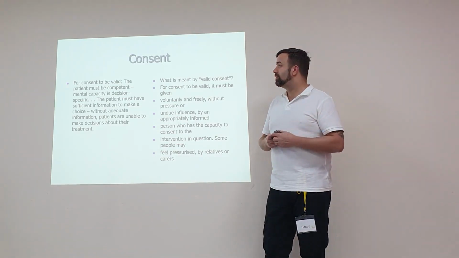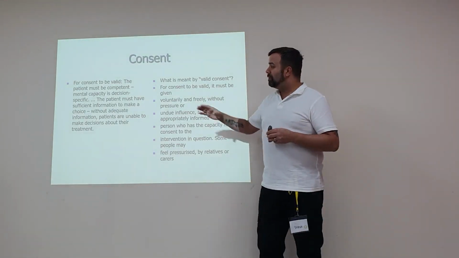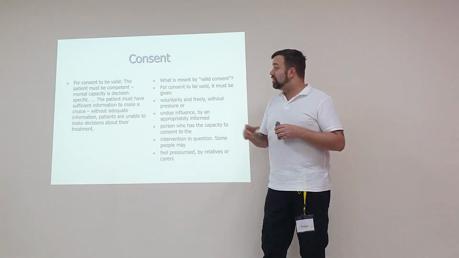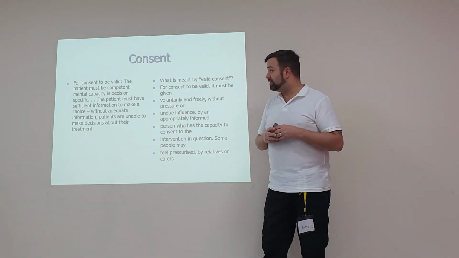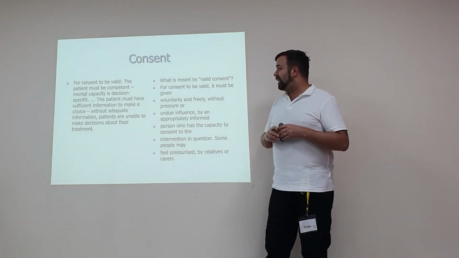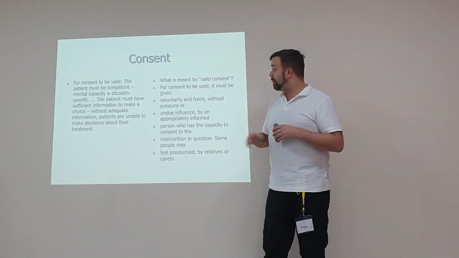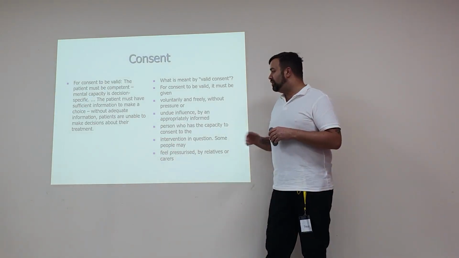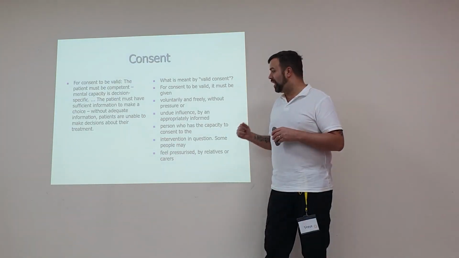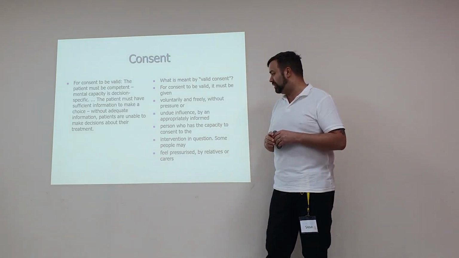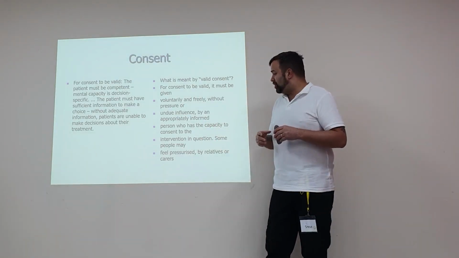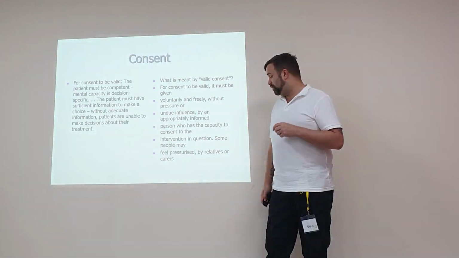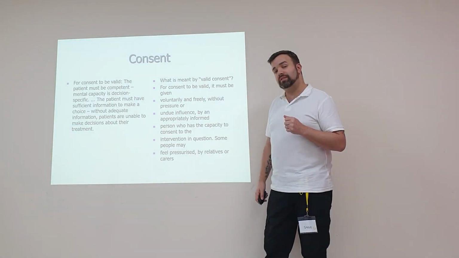For consent to be valid, we must ensure that the person has had a significant amount of information to weigh up the decision being made. It needs to be valid. The information needs to be given freely and without pressure. There shouldn't be any influencing. We need to ensure that the person has the capacity to weigh it up, and we'll talk about capacity later. They may have questions that people may need to answer, and they may do this in a way where they don't feel persuaded by relatives or carers.